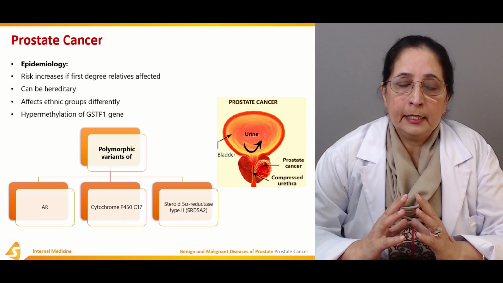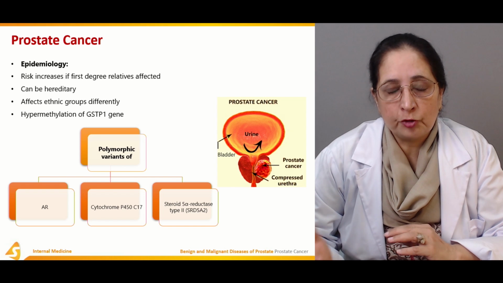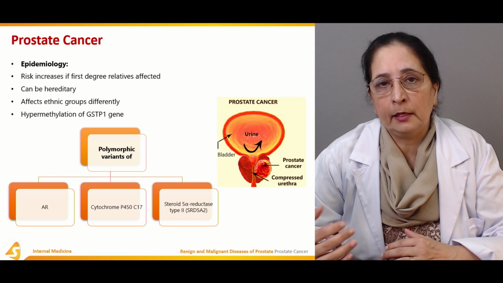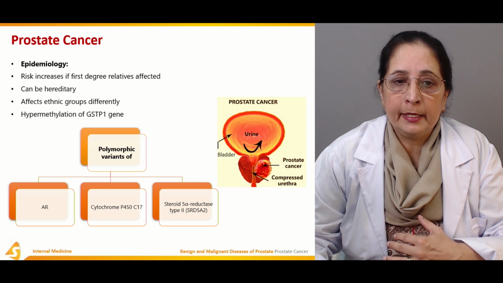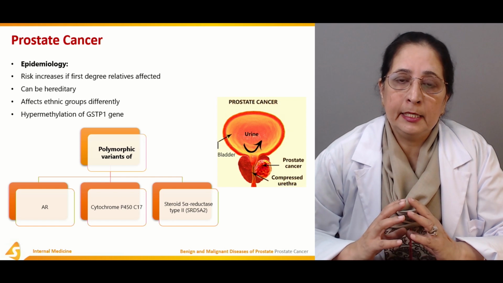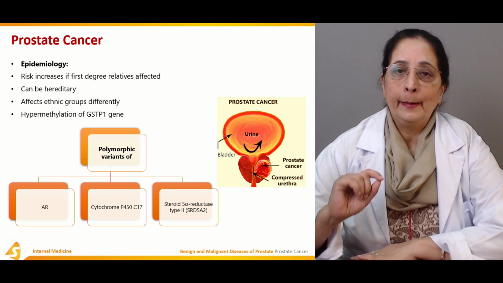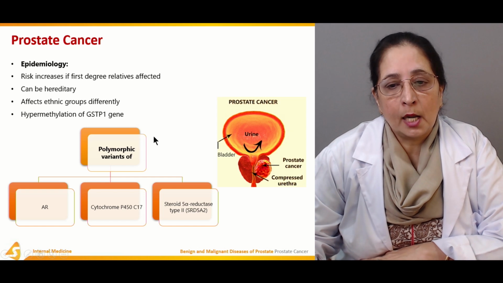So it increases with the family history, first degree relatives. If it's present, the relative will have a more chance of developing it. So it's a hereditary factor, affects the different ethnic groups differently, and there is hypermethylation of GSDP1 gene.